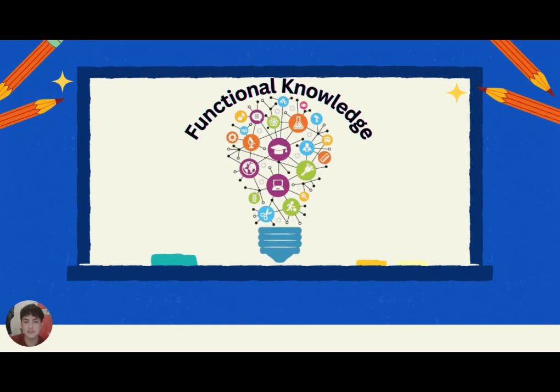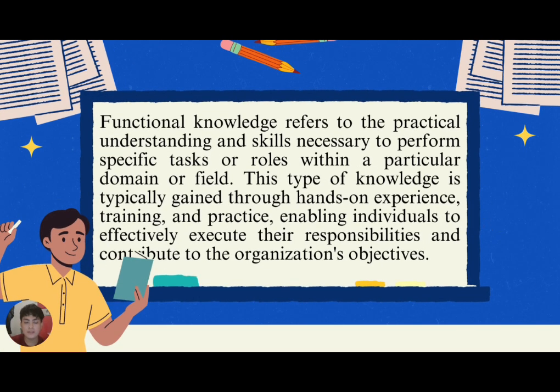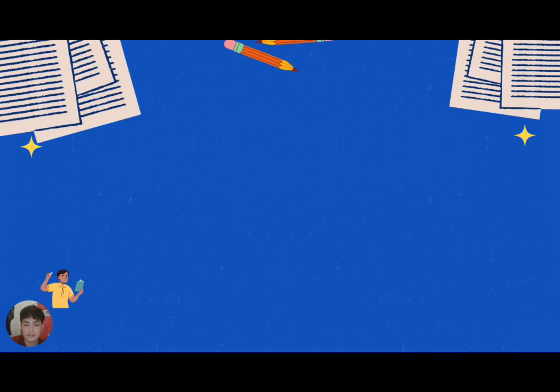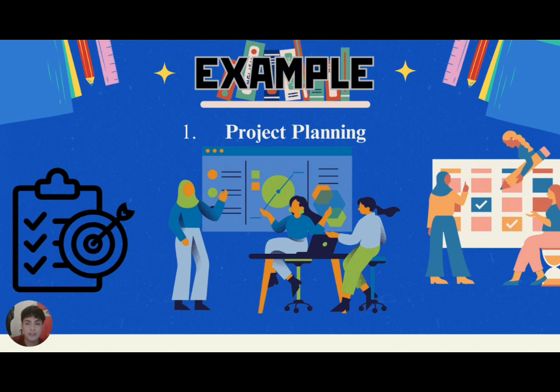So what is functional knowledge? Functional knowledge refers to the practical understanding and skill necessary to perform a specific task and role within a particular domain or field. This type of knowledge is typically gained through hands-on experience, training, and practice, enabling individuals to effectively execute their responsibilities and contribute to organizations' objectives. We have here an example: project planning. In project planning, they use tools like Microsoft Project. Their functional knowledge allows them to break down the project into manageable tasks and set realistic deadlines.